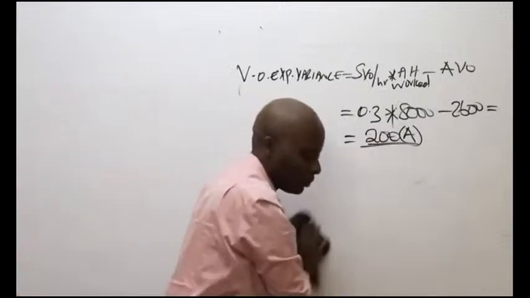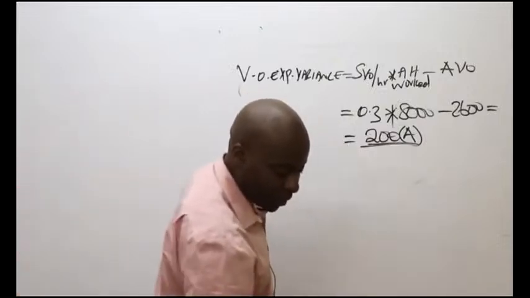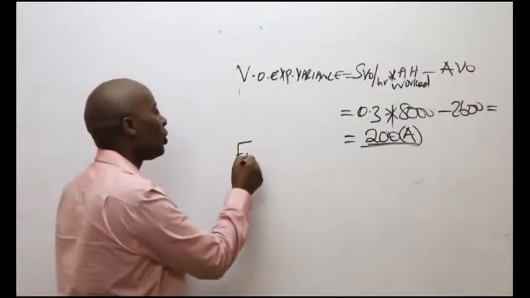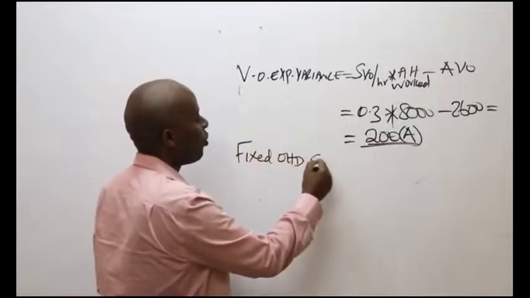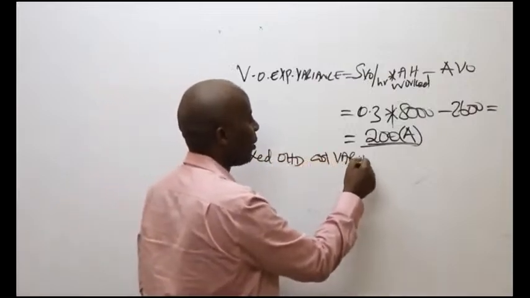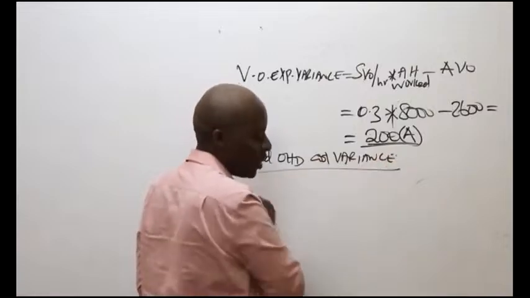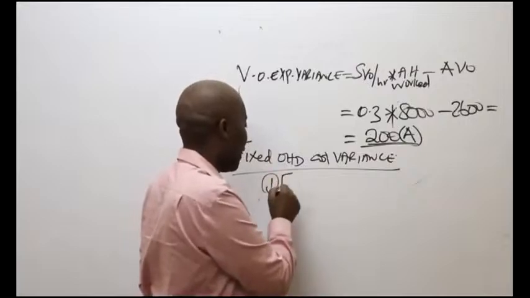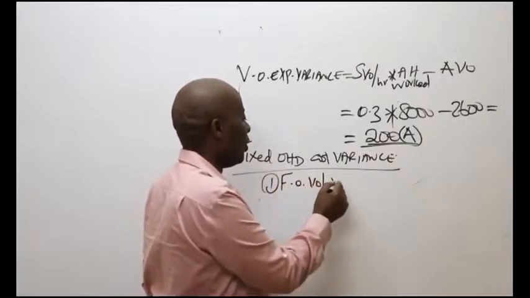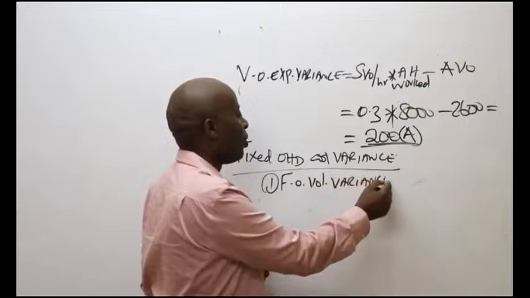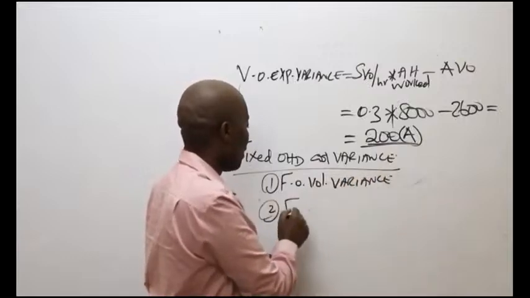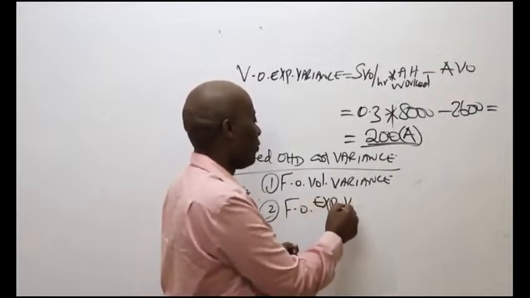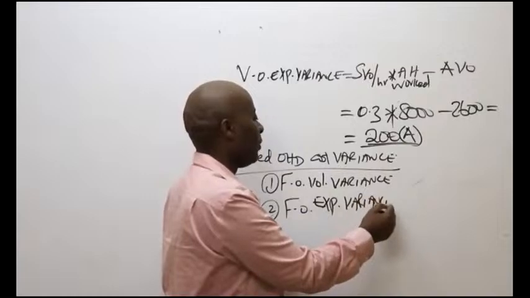Thank you very much. Now, from there, ladies and gentlemen, let's go straight away to the fixed overheads. So fixed overhead cost variance, what do we have there? We have two things. We have the fixed overhead volume variance. And then number two, we have the fixed overhead expenditure variance.